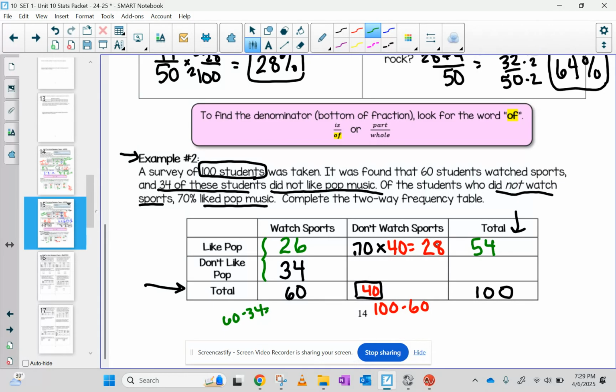Let's see, these two have to total 40. So this must be a 12. And then these two total what? Let's see, 30, 46. Oh, that's good because 54 and 46 totals 100. Let's look the other direction though. Does 60 and 40 total 100? Yes, I got that checked. These total 60. These total 40. It looks like everything checks out and I'm good to go.